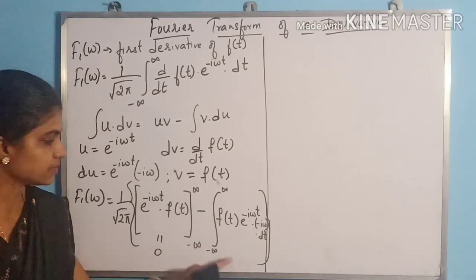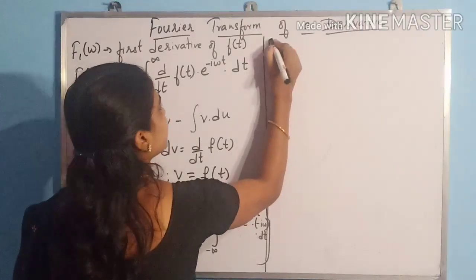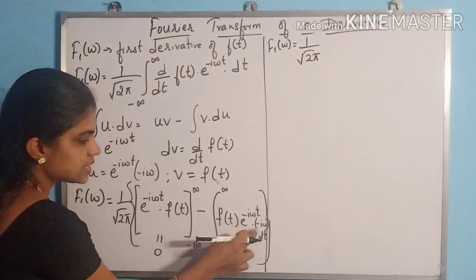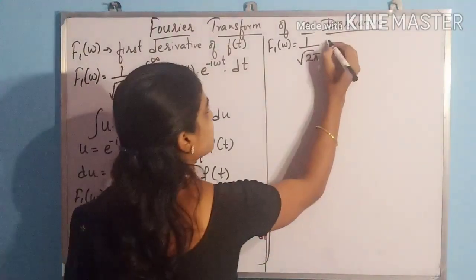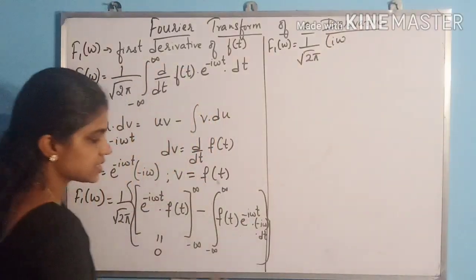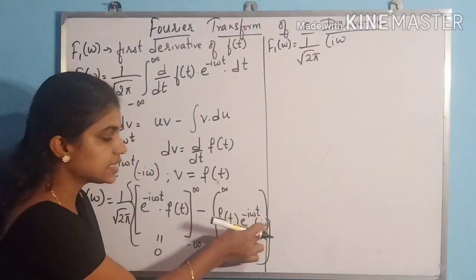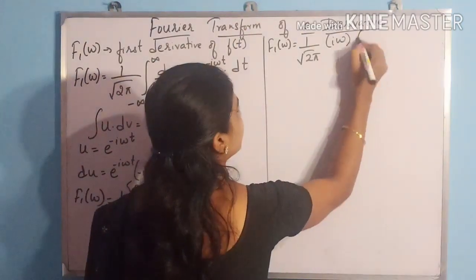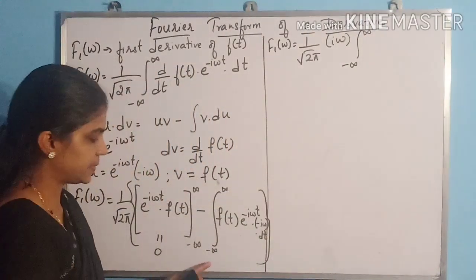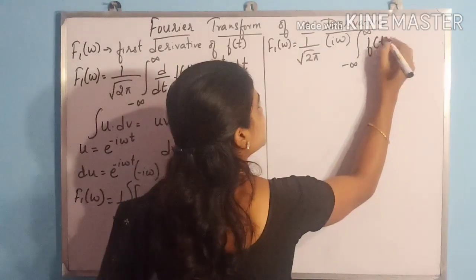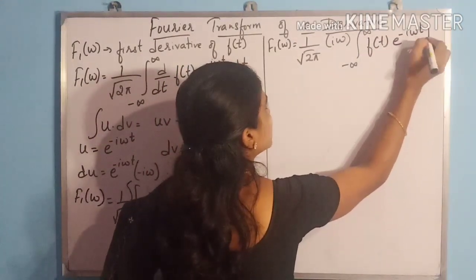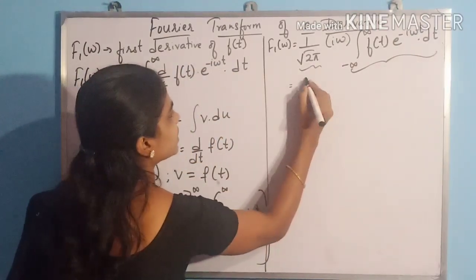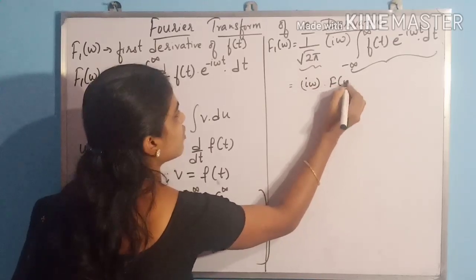So we have the second term. What is the second term? We have f1 of omega equals 1 by root 2 pi, minus into minus becomes plus, i omega. Since the integration is with respect to t, I can consider omega as constant and take it outside the integral sign. So what is left inside is the integral from minus infinity to plus infinity of f of t e to the power minus i omega t dt. And what is this? Together it is nothing but i omega into f of omega.